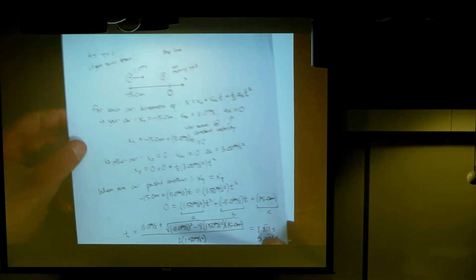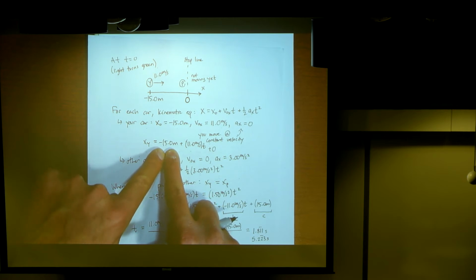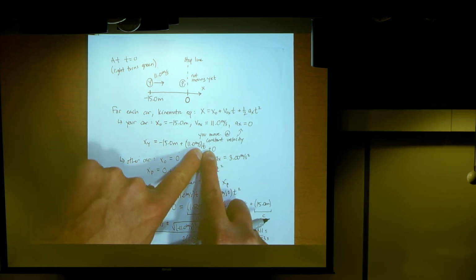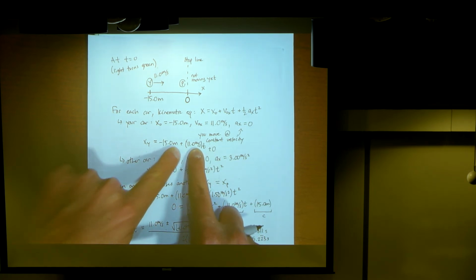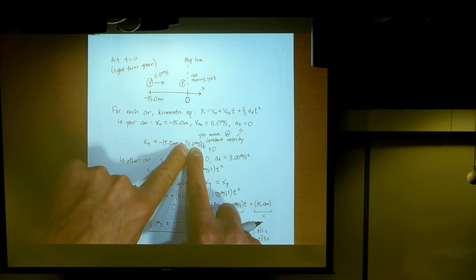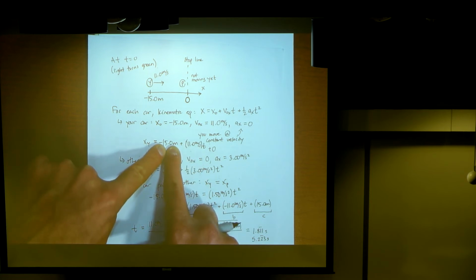Okay, if we do this for your car, this would be what we're graphing. We'd be graphing basically a straight line because there's just a t term and there's not a t squared term. This is a straight line. My slope would be my 11 meters per second, and my intercept would be this minus 15 meters.